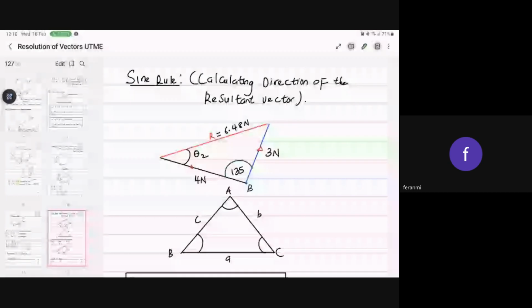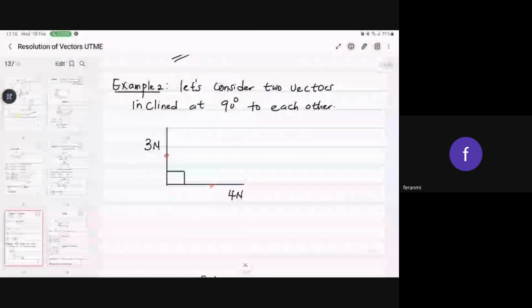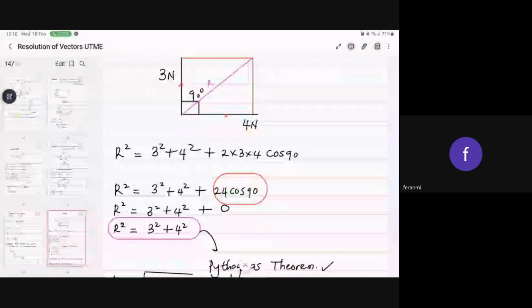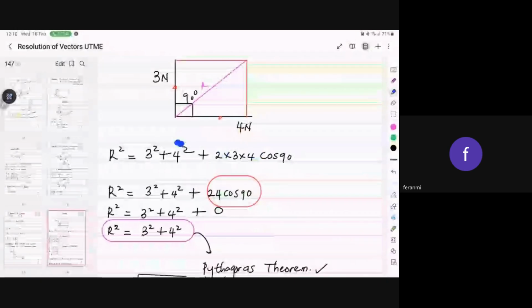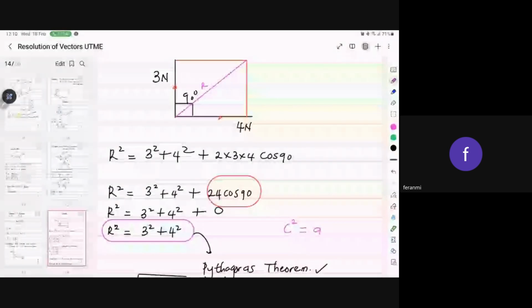use the sine rule to find the direction of the resultant vector, and I showed you how to use your sine rule. Then after everything, I said, let's consider a case where the angle is 90 degrees. It is not acute, it is not obtuse, it is equal to 90 degrees. With that case, we applied our cosine rule, and then we saw something very interesting. That cosine rule will reduce to what? Pythagoras theorem, where you have c squared is equal to a squared plus b squared.